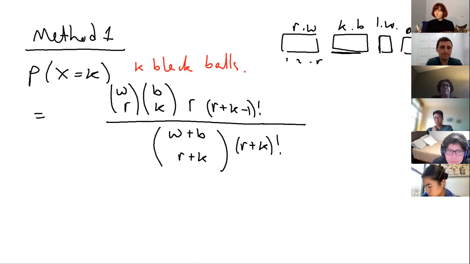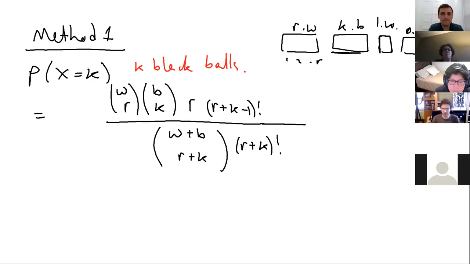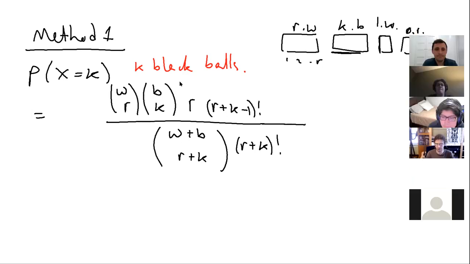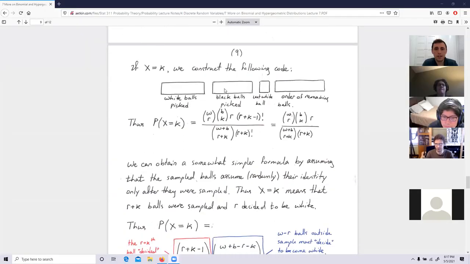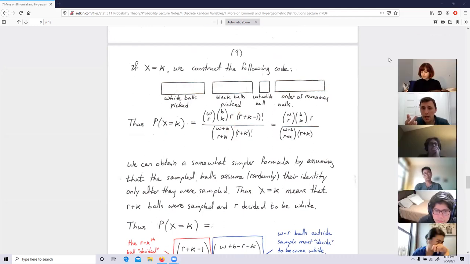We can do something else. That's just method one. Here I drew you that same exact expression that I just had. You see it? This is my Kafka protocol. Here are the white balls picked, the black balls picked, last white ball, order of remaining balls. That's for the numerator. And the denominator is any ordering of R plus K balls that I could have sampled sequentially. That's one way to figure it out. Everybody understands?